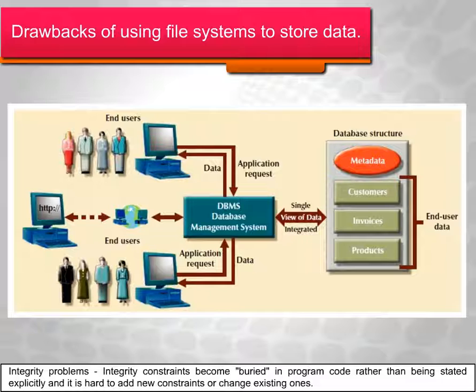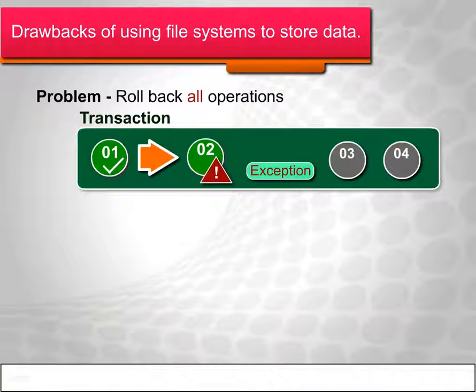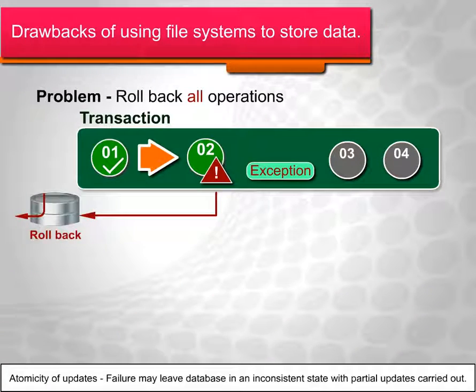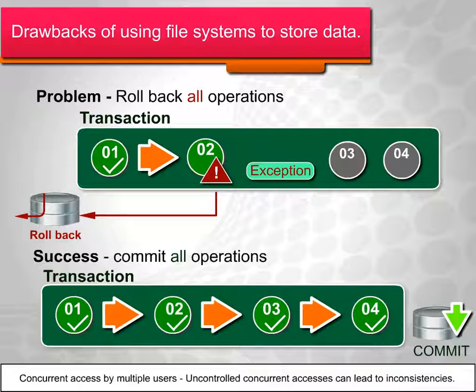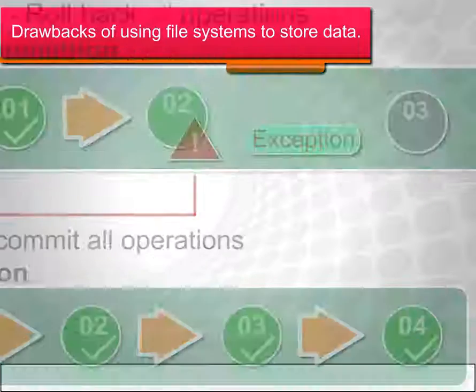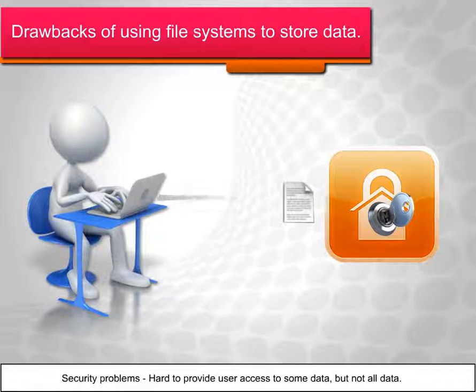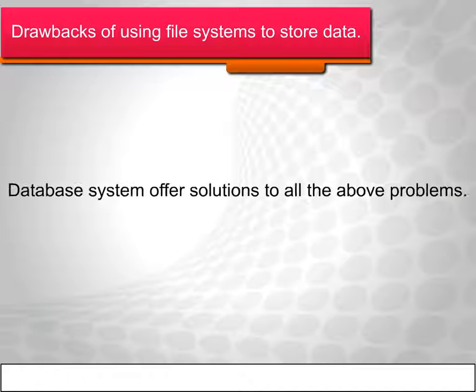Integrity problems. Integrity constraints become buried in program code rather than being stated explicitly, and it is hard to add new constraints or change existing ones. Atomicity of updates. Failure may leave database in an inconsistent state with partial updates carried out. Concurrent access by multiple users. Uncontrolled concurrent accesses can lead to inconsistencies. Security problems. Hard to provide user access to some data, but not all the data. Database system offers solutions to all the above problems.